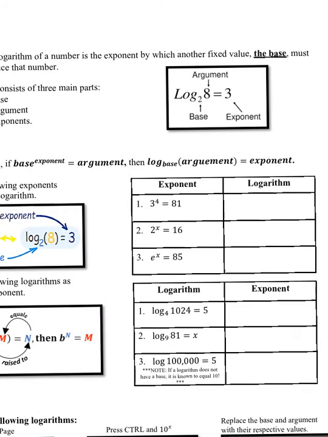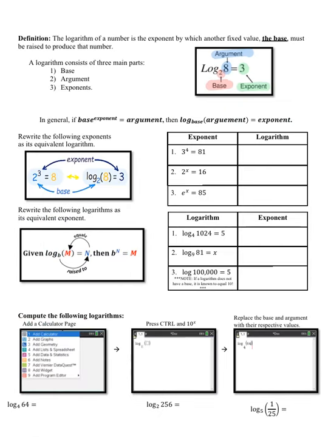The base is the little tiny baby number that is next to the word log. The argument is the bigger number that's on the same level as the word log. And then the exponent is whatever number comes after the equal sign. So what we're going to do now is take it from an exponential form to a log form.